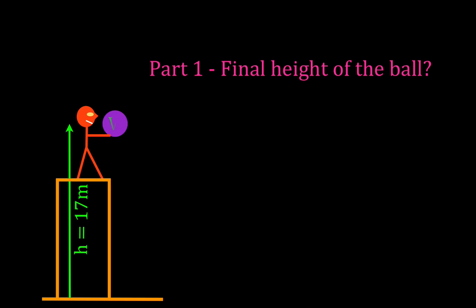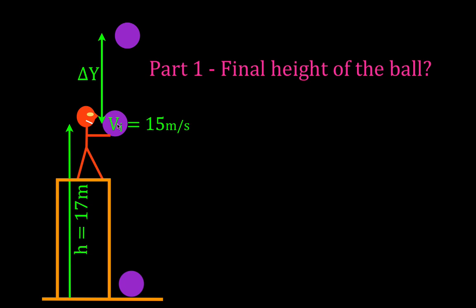Now we are going to project the object with an initial velocity of 15 meters per second straight up. It's going to go up into the air. It's going to stop. And then it's going to fall back down to Earth. And we want to know what is the final height. Well, we know when it's originally projected, it starts 17 meters off the ground. So all we have to do is find this change in height, the change in y, the change in position.